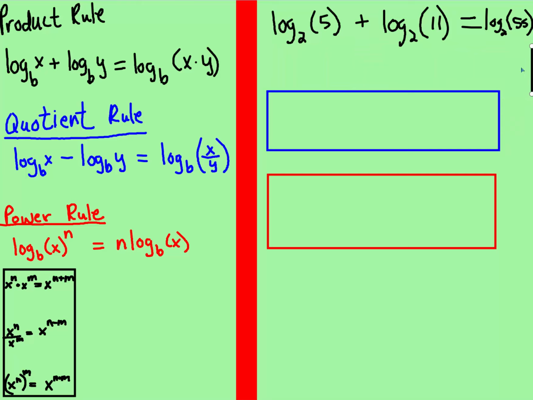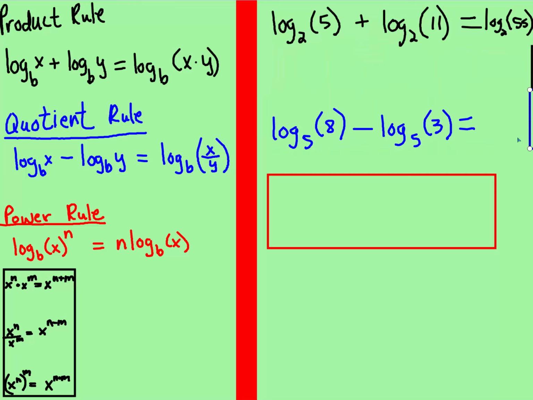All right, so let's move that out of the way. The quotient rule. When you subtract logs of the same base, the values get divided. So the same base there is 5. So then you would rewrite that as a log. And it's always the first value divided by the second. So log base 5 of 8 over 3 in parentheses.